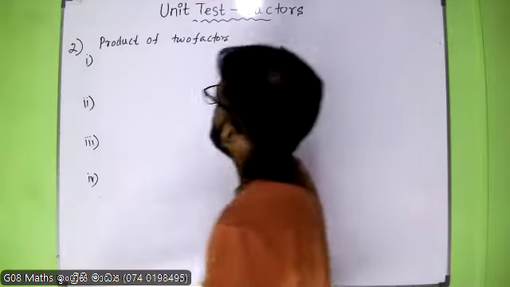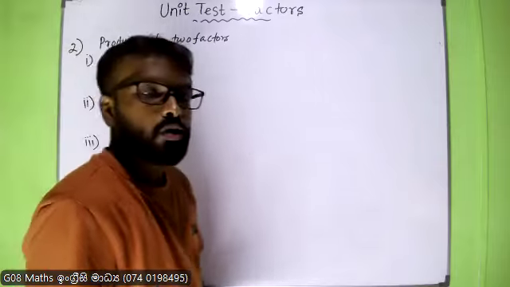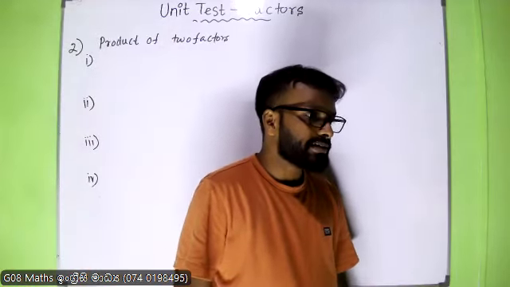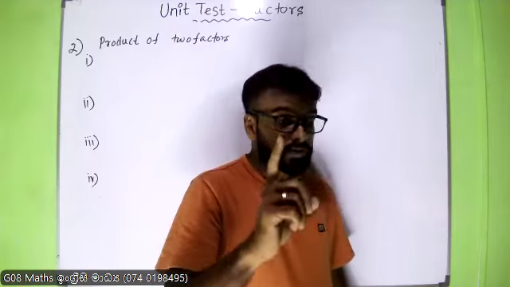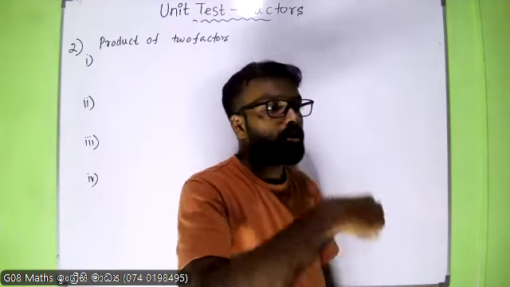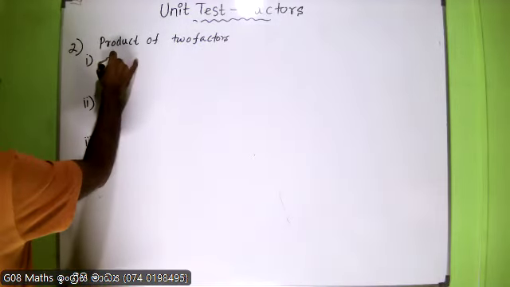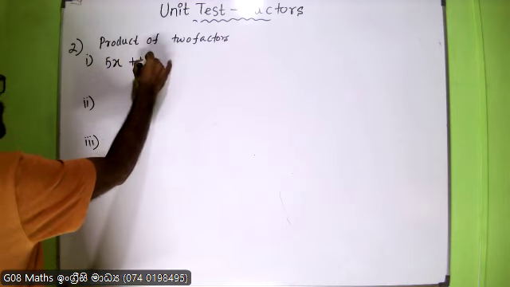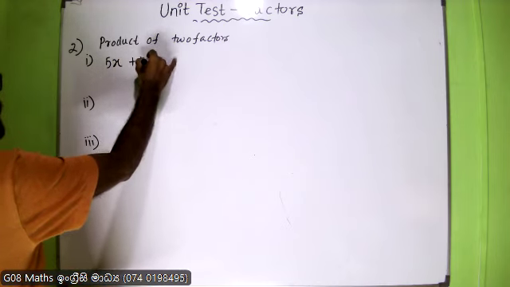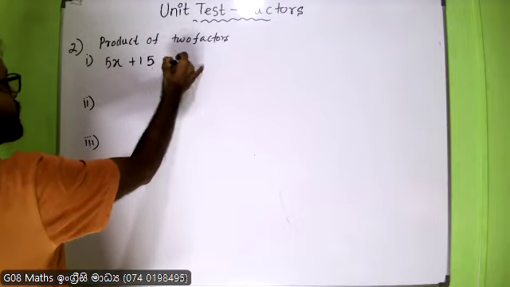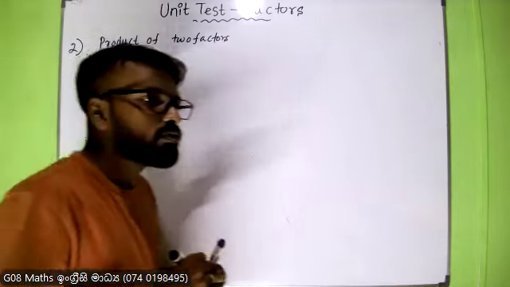So the second one: write as a product of two factors. You have to give your answers. The first one, 5x plus 15. So how do you write this as a product of two factors?